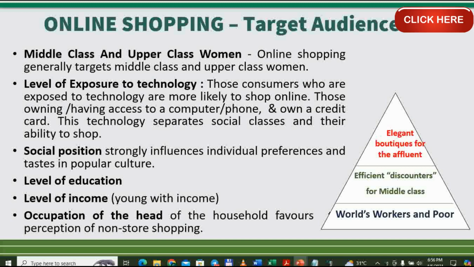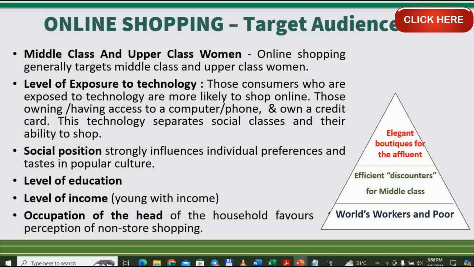All right, so this technology separates social classes and their ability to shop. If you don't have a credit card or you don't even have a gadget to use, you are likely to love online shopping, but you will not be able to exploit it. So your level of exposure to technology makes you a target for online shopping.